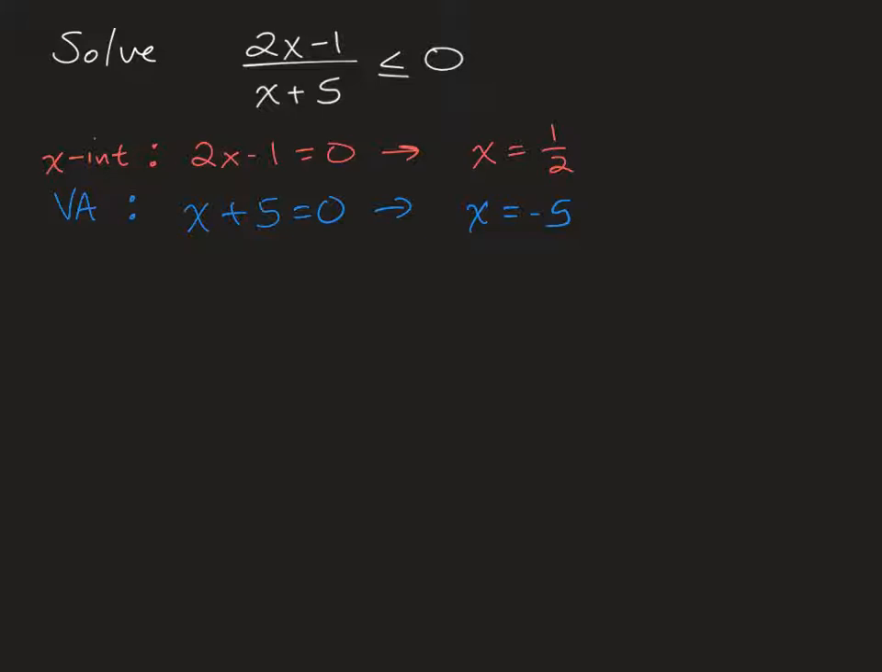Go ahead and draw out your number line. Put these on here in the correct order, right? -5 is to the left of 1/2. Label them. This is a vertical asymptote. This is an intercept. And again, you can see it breaks the number line or the x-axis into 3 different intervals this time.